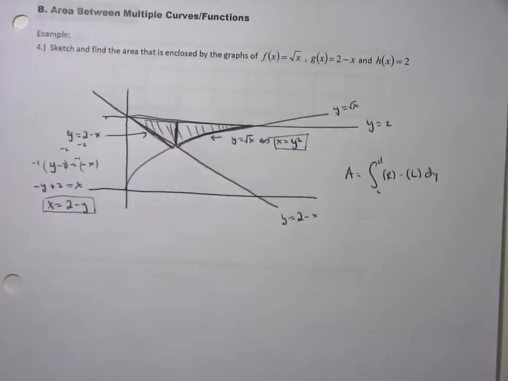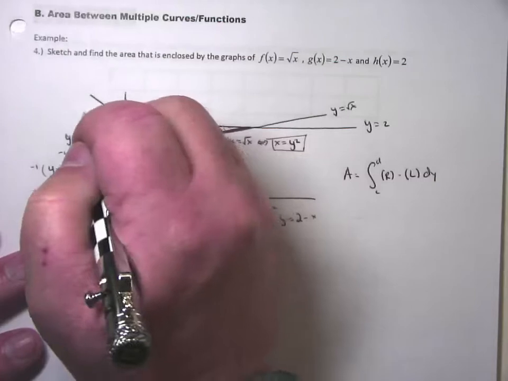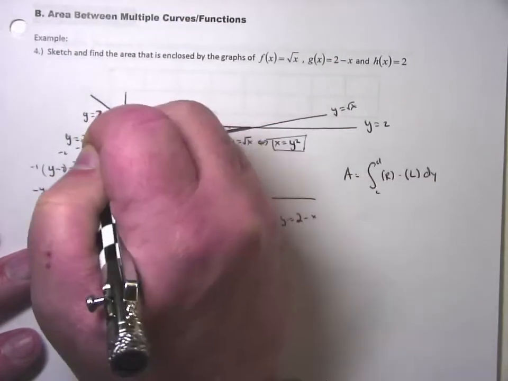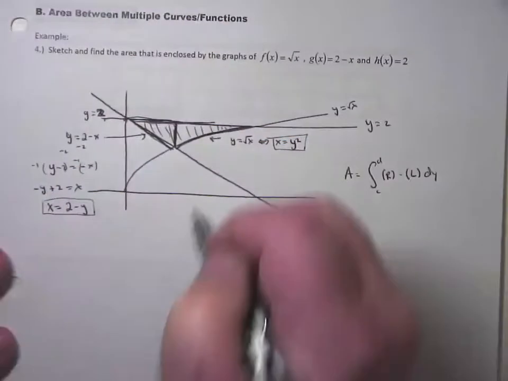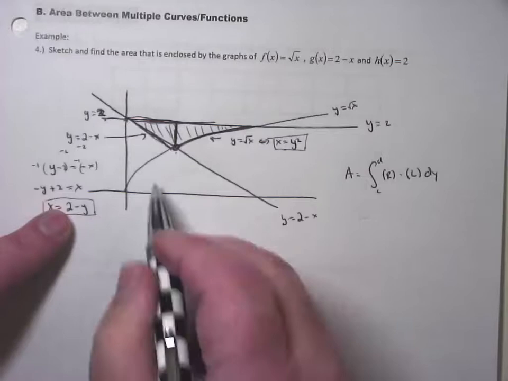I still have to have my points of intersection, but that top part of my region right here was the line y equals 2. So I know this is bounded by 2. So I've got that one. All I need is this point of intersection right here. And this point of intersection is where these two equations equal each other.